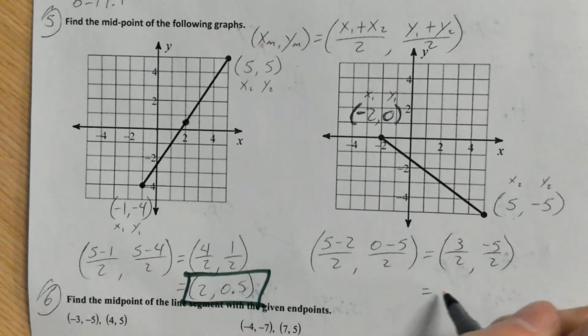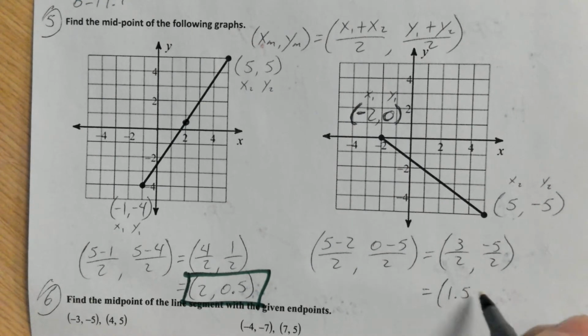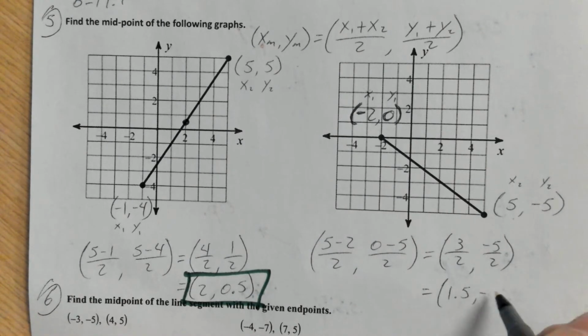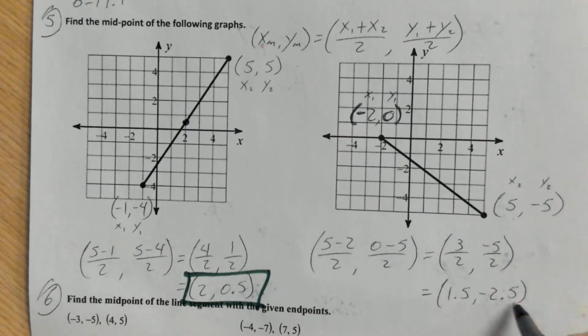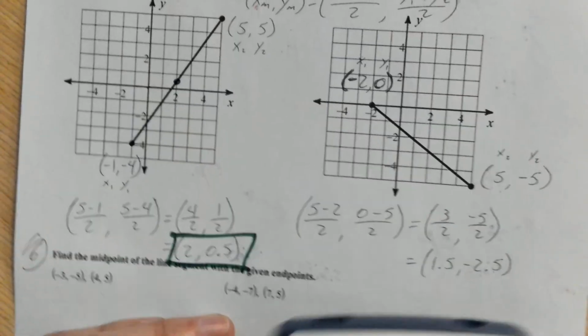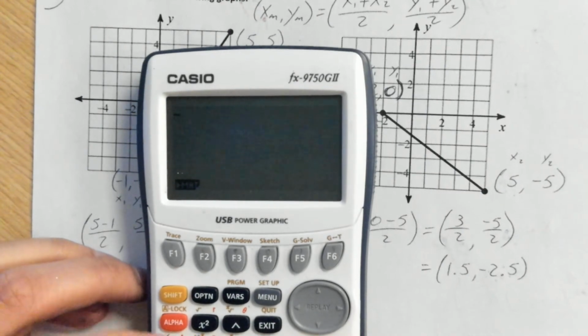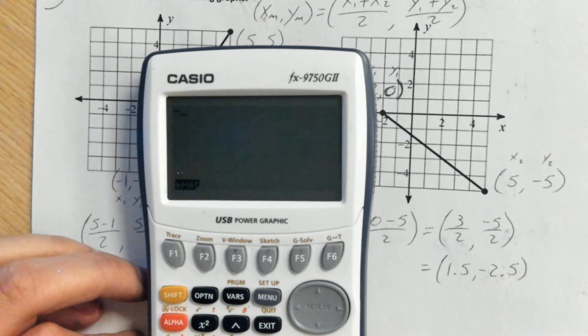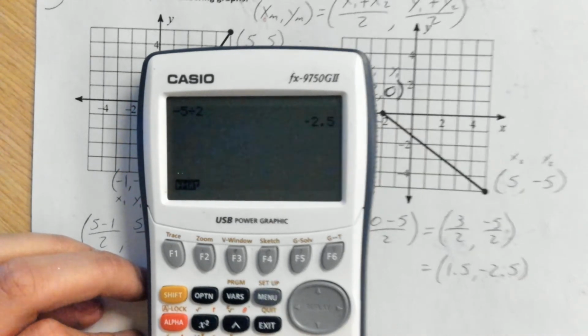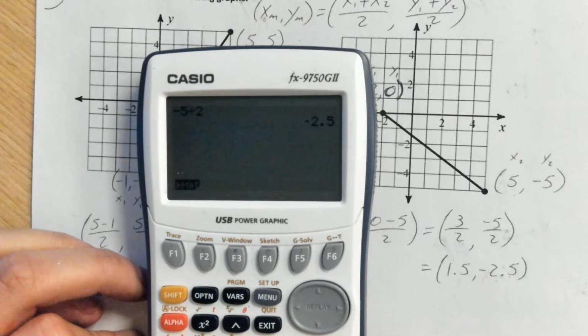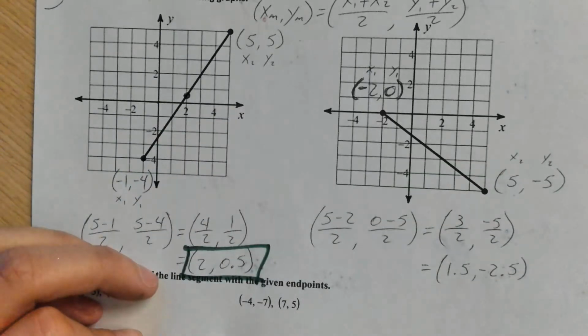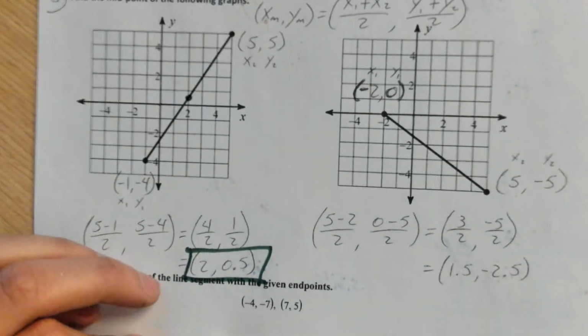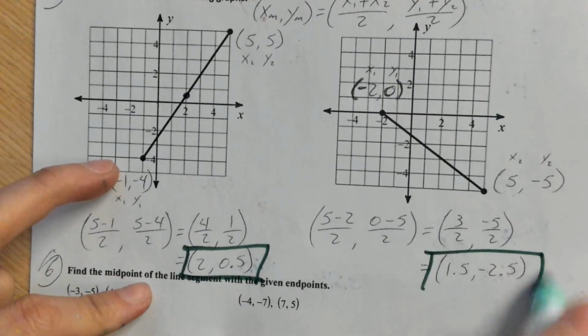Well, then to simplify this, 3 halves, that's just 1.5. And then minus 5 halves, that's just going to be minus 2.5. You can just put these in the calculator if you don't know how to do that in your head. It's just 3 halves, it's just 3 divided by 2, it's 1.5. And then -5 halves, so -5 divided by 2, that's going to be -2.5. Alright, so these are my coordinates. That's it. This is the answer. This is what I'm looking for.